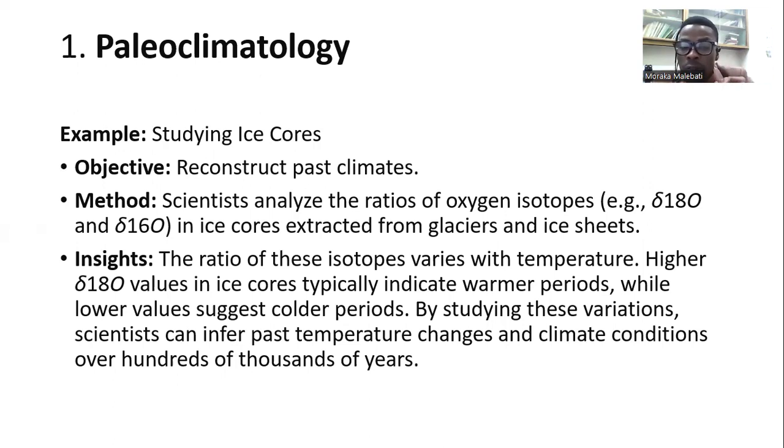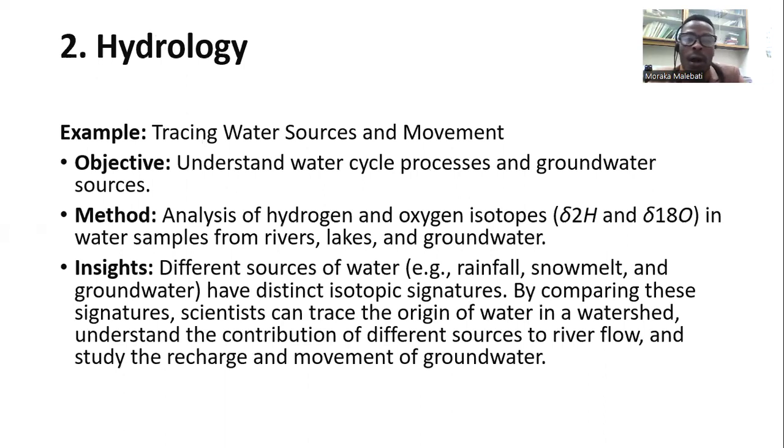Higher values of oxygen isotopes in ice cores typically indicate warmer periods, while lower values suggest colder periods. Now, can you see that we weren't there maybe 10 million years ago, but by using the oxygen isotopes, we can understand the past climates. If we get higher delta oxygen values, we know the climate was warmer, and if we got something lighter, we know it was a bit colder. So by studying these variations, scientists can infer past temperature changes and climate conditions over hundreds of thousands of years. So in terms of hydrogeology or hydrology, we want to trace water sources and movement.